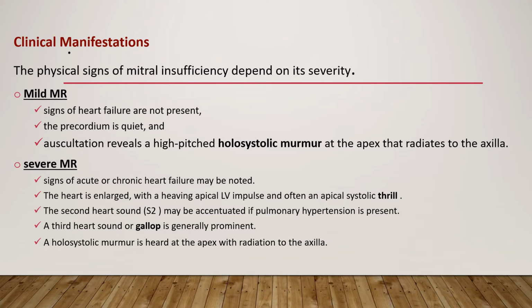With mild disease, signs of heart failure are not present, and the precordium is quiet, and auscultation reveals a high-pitched blowing systolic murmur at the apex that radiates to the axilla.